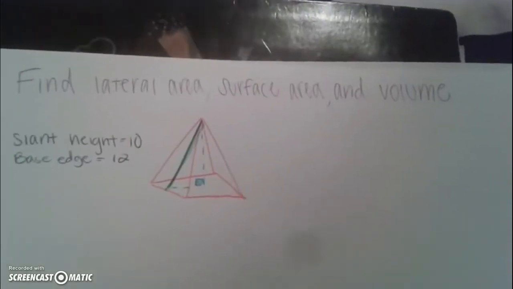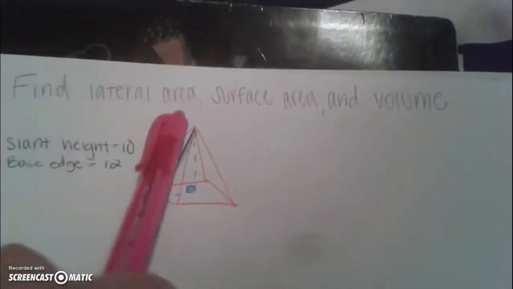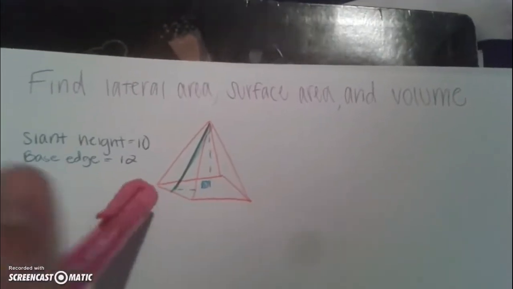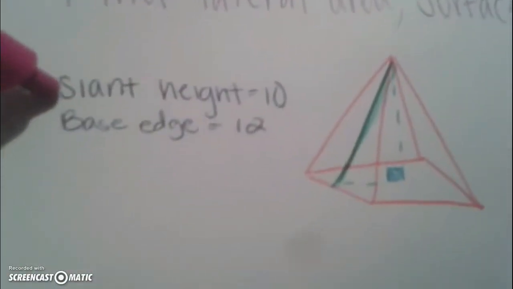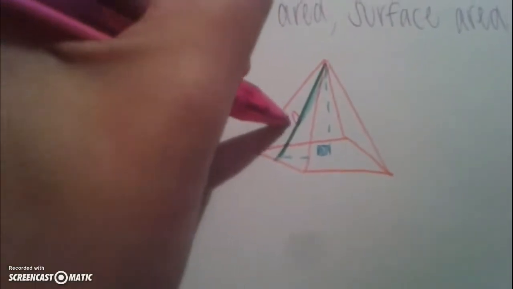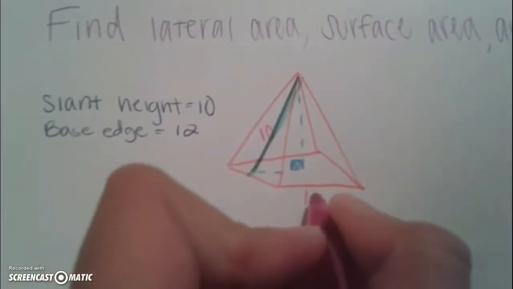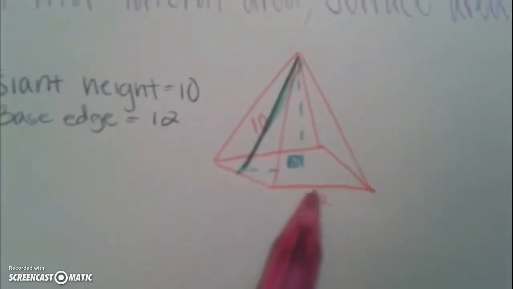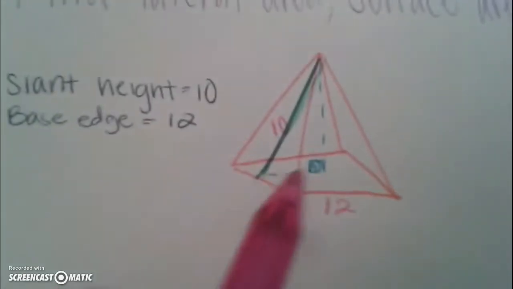So let's work one out. For this problem, we have to find the lateral area, surface area, and the volume of the square pyramid. It gives us the slant height and the base edge. So let's label those. That's 10, and this is 12. We know this is twice as big as this radius, so let's put 6 here.